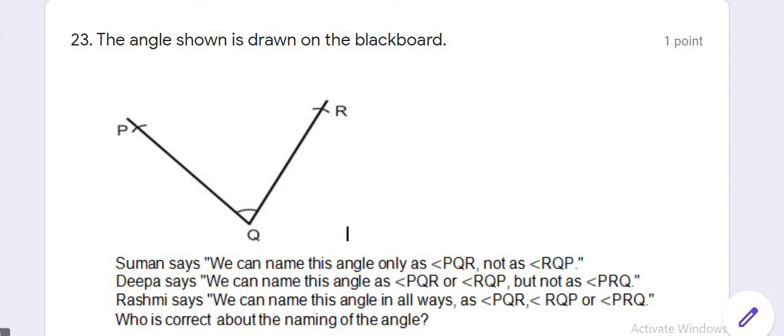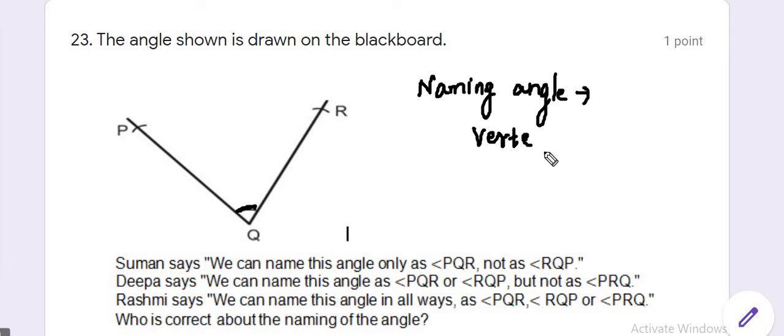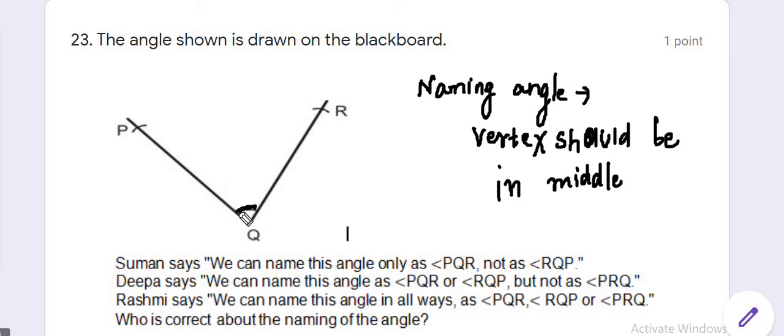Question 23. The angle shown is drawn on the blackboard. So here we have this angle. How can we name this angle? As we know, while naming the angle, one must remember that the vertex should be in the middle. So this angle can be named as angle PQR. Here Q is the vertex, it should be in the middle, or angle RQP.